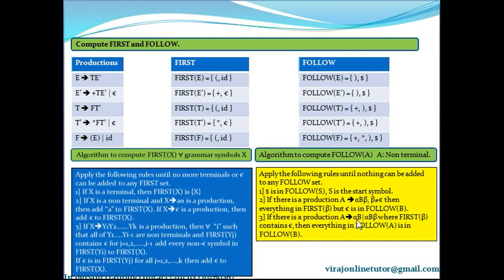So we have applied this rule saying whenever a production ends with a non-terminal, whatever is in the follow of left hand side, put it in follow of B. So this is ending with a non-terminal. So whatever is in follow of E, you copy it in follow of E dash. This is also ending with a non-terminal. So follow of E dash, you copy it in follow of E dash. Since both are same, no operation. This is ending with a non-terminal. So whatever is in follow of T, you copy it in follow of T dash.